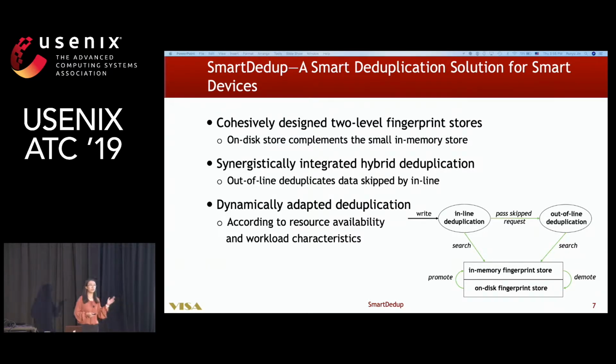First, to achieve a good deduplication ratio without using too much memory, we designed a small in-memory fingerprint store and use a large on-disk fingerprint store to complement it. And second, to improve storage performance and endurance, deduplication should be applied as much as possible, and we combine inline and out-of-line deduplication together for thorough deduplication. And third, to further save resources, we designed adaptive deduplication, which can adaptively tune the processing rate of deduplication based on resource availability and the workload characteristics. The bottom graph shows the overall architecture of our design. Next, I will give some details about SmartDedup.